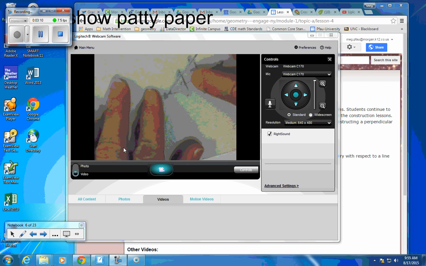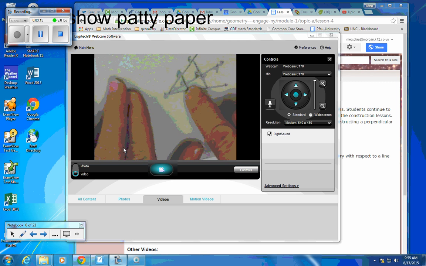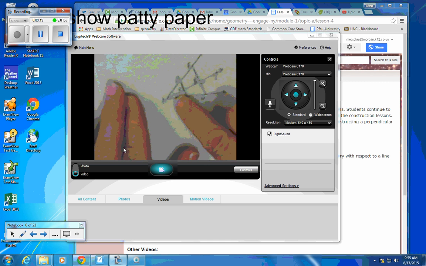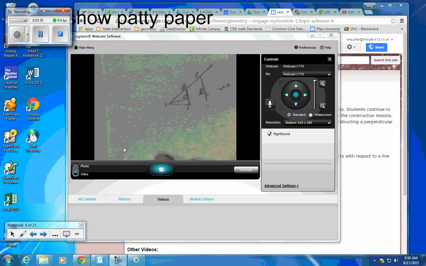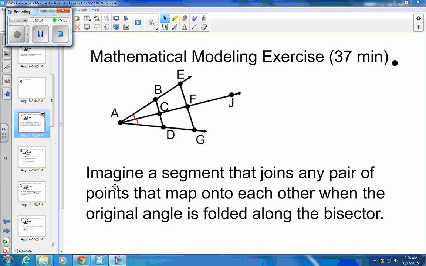Notice that BD is perpendicular to AJ, that's 90 degrees, and FG is perpendicular to AJ. The distance from E to G and the distance from E to F is the same distance, and D to C and B to C are the same distance. So we want to imagine a segment that joins any pair of points that maps onto each other.